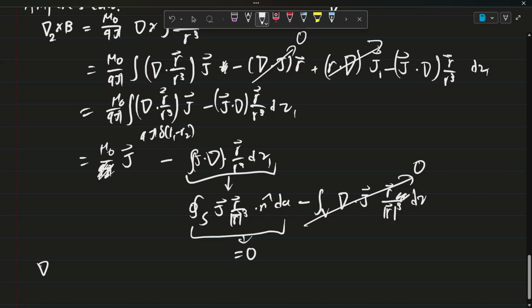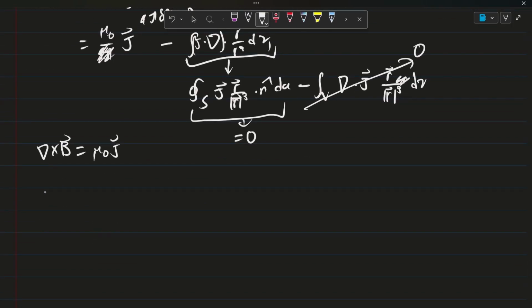Thus we would obtain that the curl of B vector is mu 0 j, coming from Biot-Savart. So we can make this into the integral form. Thus Ampere's law would become the closed integral of B vector dot dl vector is equal to mu 0 times the surface integral of j vector dot n dA.